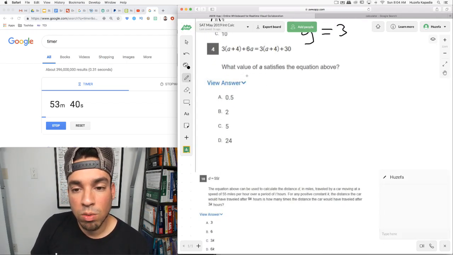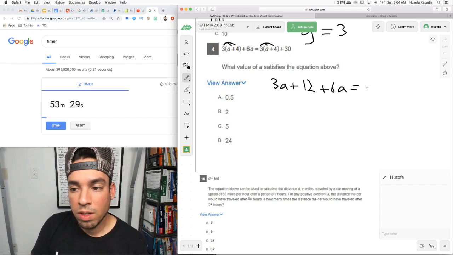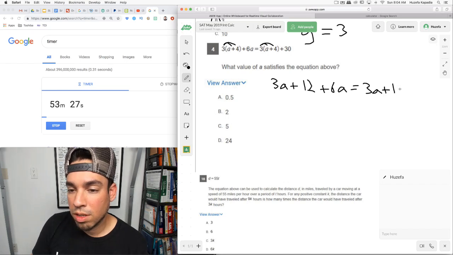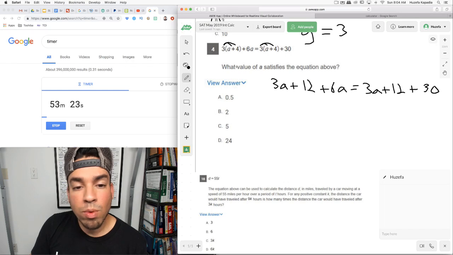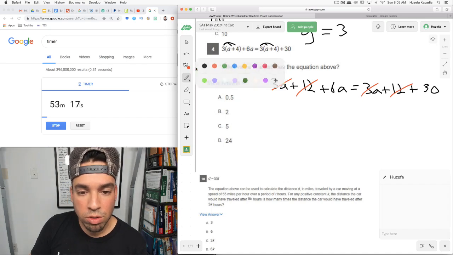Okay, next. What value satisfies the equation above? Okay, we're solving for A. Boom. Let's distribute, so we can isolate. 3A plus 12 plus 6A equals 3A plus 12 plus 30. Right off the bat, as a little helper, I can cancel out these and these. Same thing on both sides of the equation, so it essentially goes away.